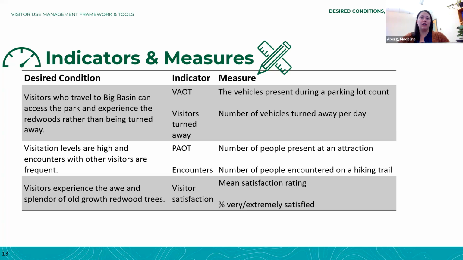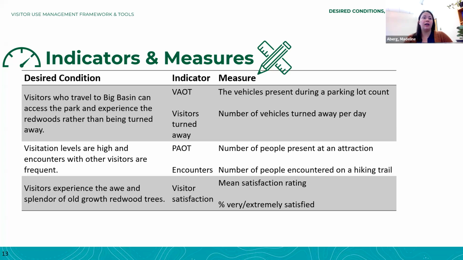The second desired condition also has two potential indicators. The first is people at one time, or PAOT. So a measure would be, say we were measuring the number of people present at an attraction. At Big Basin, this might be the viewing point for the mother of the forest tree. And then a second indicator would be encounters, with the measure being the number of people encountered on a hiking trail. The first two desired conditions here in this table are measured observationally. So all of these indicators that we're measuring are observational based indicators.